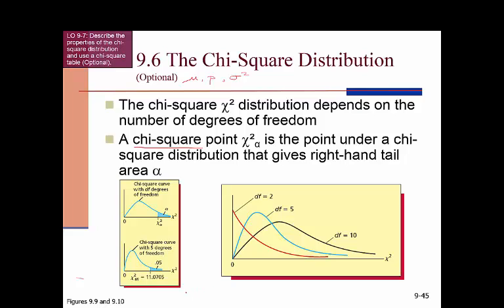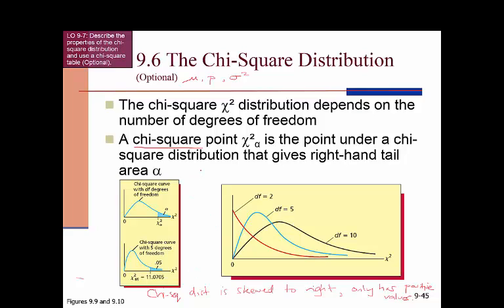Okay, so take away: the chi-squared distribution is skewed to the right, and only has positive values. Okay, you can see that it's skewed to the right, and it's dependent on the degrees of freedom.